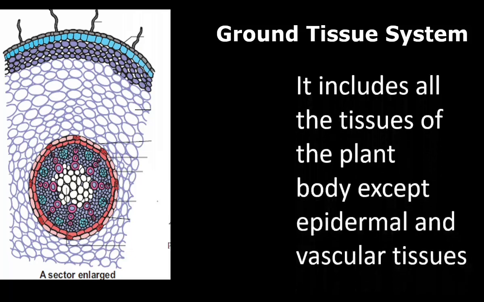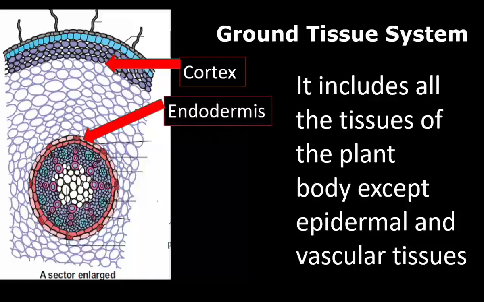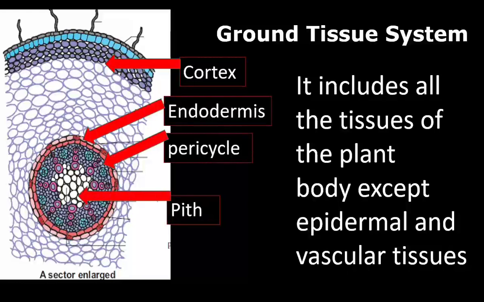Now let us mark the areas of ground tissue system. Below the epidermis there is cortex. The last layer of cortex is endodermis. Next to the endodermis there is pericycle. At the center there is pith. Cortex, endodermis, pericycle, pith are the components of ground tissue system. The ground tissue system includes all the tissues except the outer epidermis and the vascular tissue system.